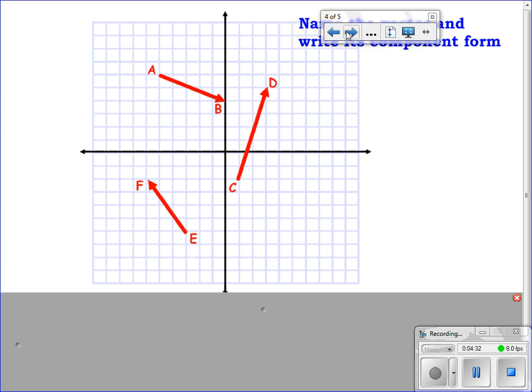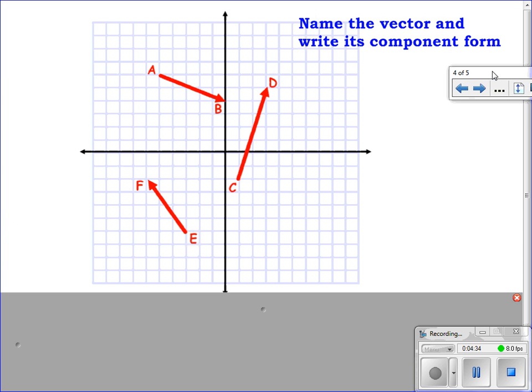Okay, so if I gave you a vector, and they're going to do this in the homework today, we need to name it and then write it in component form. Here's how we write that it's a vector. We have vector AB. It looks like half of an arrow pointing to the right. That's the symbol you put above it. So we have vector AB, vector CD, and EF. And then we need to write in component form what that vector is.